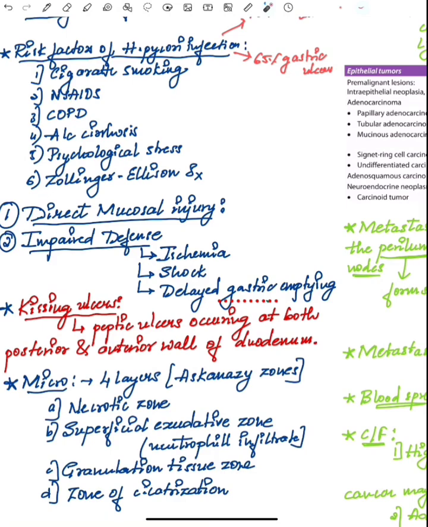It may be of two types, that is direct mucosal injury and impaired defense. In impaired defense, we can see that it may be ischemia, shock, or delayed gastric emptying.